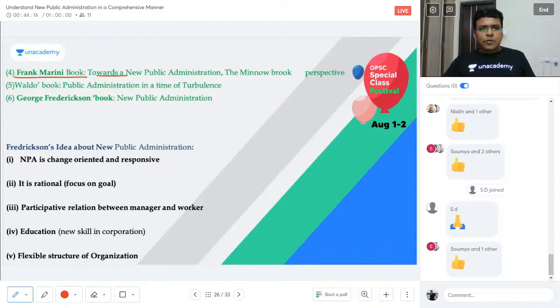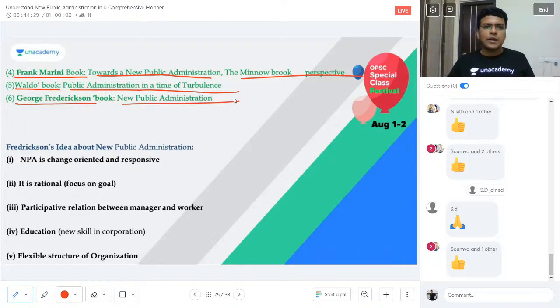Frank Marini wrote a book, Towards a New Public Administration: The Minnowbrook Perspective. If you remember this, very good. You write about Frank Marini's book. Waldo also wrote a book, Public Administration in a Time of Turbulence. George Frederickson wrote a book, New Public Administration. Suppose you don't remember, forget the names, just write: during the era of new public administration, theorists like Waldo, Marini and Frederickson came out with many important publications. These publications have great relevance for the study and practice of future administration. This way you can manage. If you remember those names, it is very good.